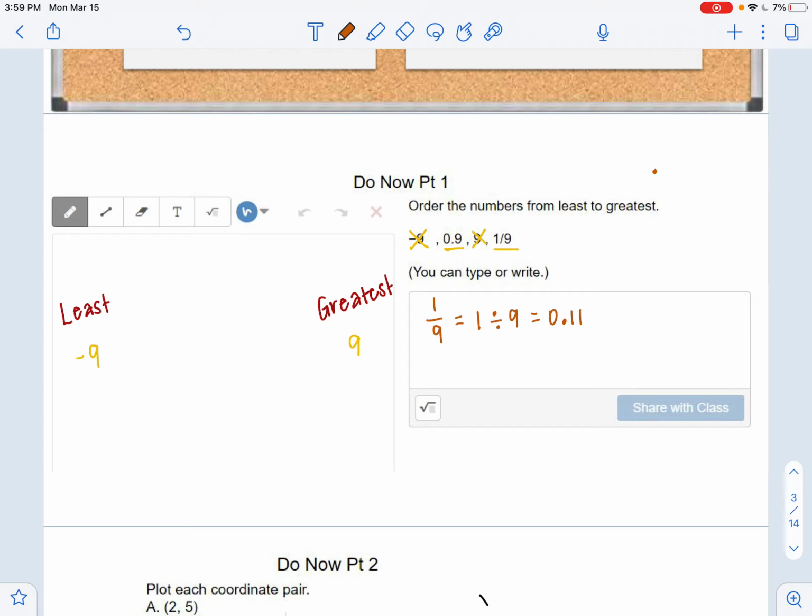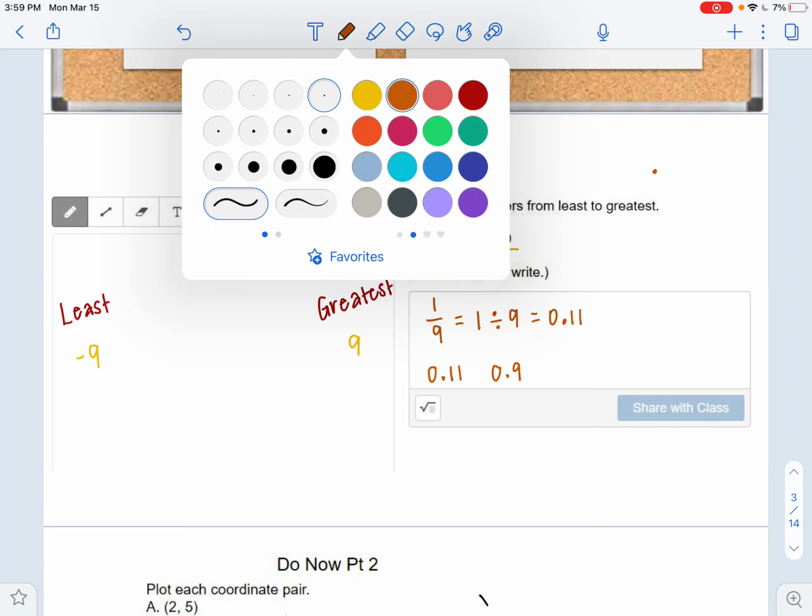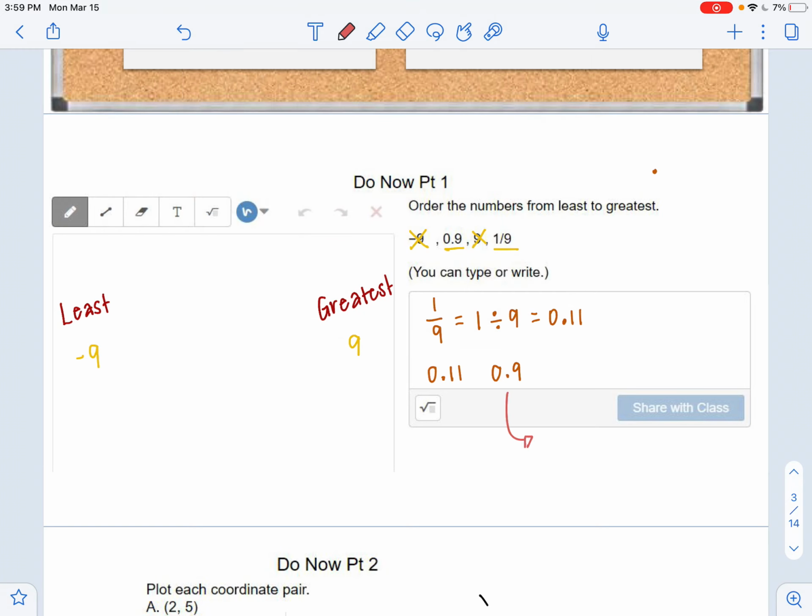So if I'm comparing the numbers 0.11 to 0.9, it's important to remember that this number here, 0.9, is the same thing as 0.90. So it's like 90 cents. And the reason why that's true is because the 9 is in the tenths place, not the hundredths place. A lot of people think of 0.9 automatically as 0.09, and they say, well, 0.11 has to be greater because 11 is greater than 9.